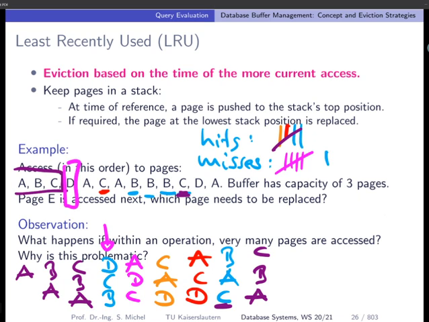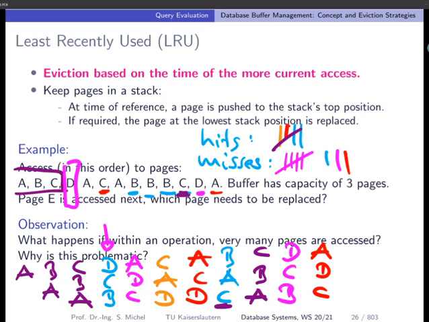And then we continue, of course, and having to access D. D is not in the buffer, so we have a miss, and the buffer content is D, C, and B. And then we have A as the last one, and then we have, of course, A, D, and C, and we have another miss. So this is how the buffer looks after the sequence of page references.